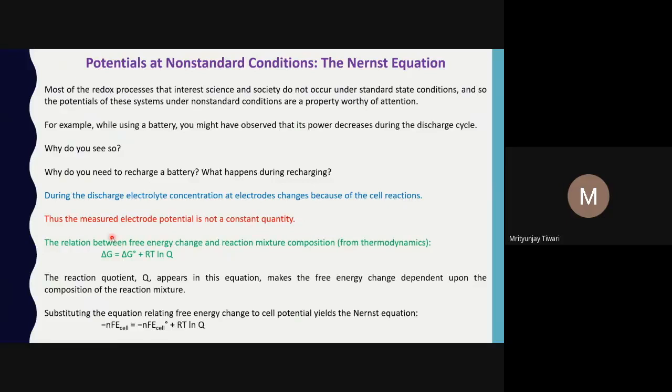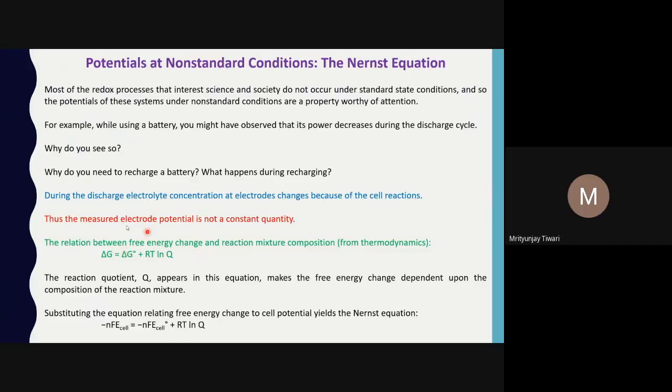Thus, the measured electrode potential is not a constant quantity. It depends slightly on the concentration of the ions present. Although you add certain ions from the salt bridge, those ions are not the same ions taking part in the cell reaction. They are different ions, so their concentration will not affect the equilibrium constant of this particular cell reaction.